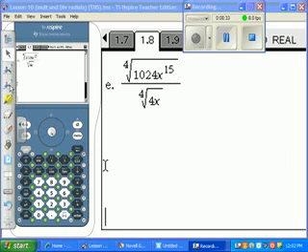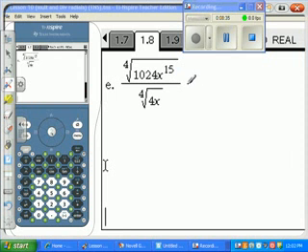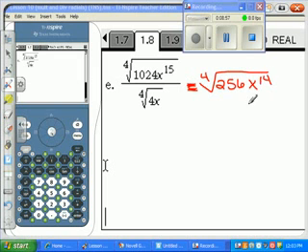Okay, so let's take a look at this one. Oops, that's supposed to be an equals. Alright, so we've got the fourth root divided by the fourth root. So we know we're going to have a fourth root, right? 256 x to the 14th, excellent.